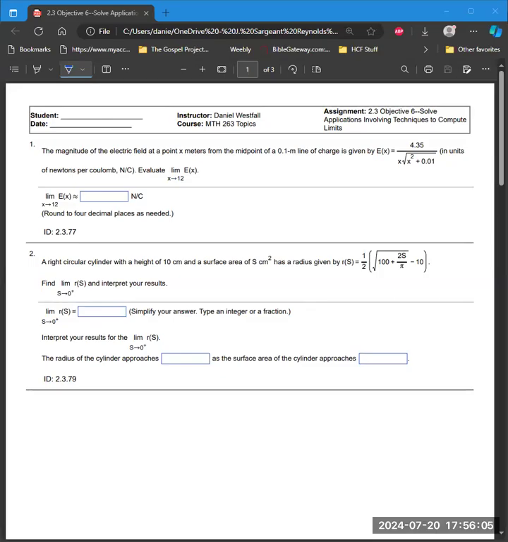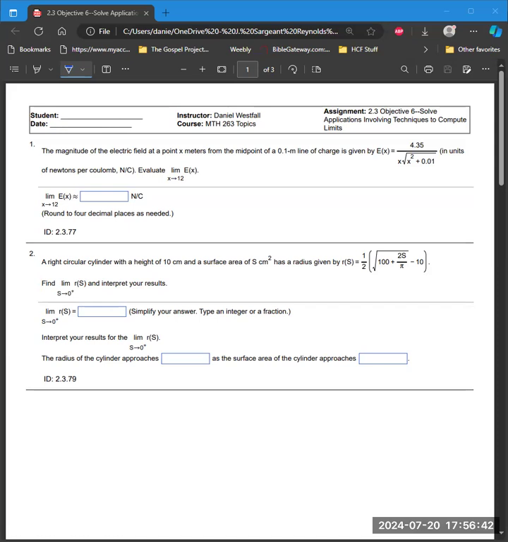In this video, we're going to talk about 2.3 Objective 6, where we solve applications involving techniques to compute limits. The magnitude of the electric field at a point x meters from the midpoint of a 0.1 meter line of charge is given by E of x is equal to 4.35 divided by x times the square root of x squared plus 0.01 in units of newtons per coulomb. That's capital N divided by capital C. Evaluate the limit as x approaches 12 of E of x.